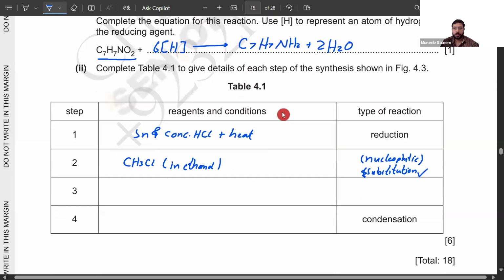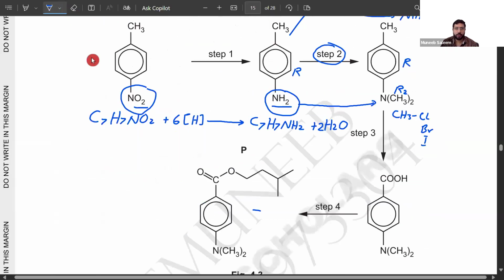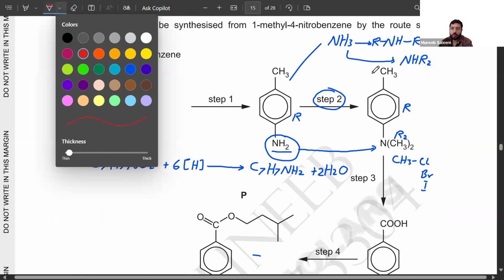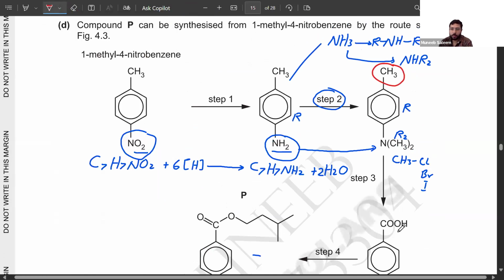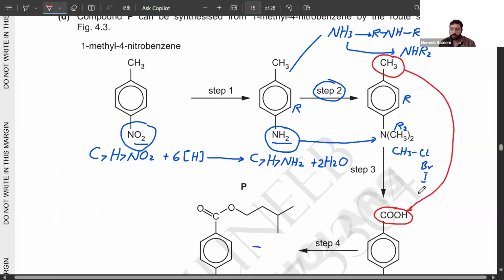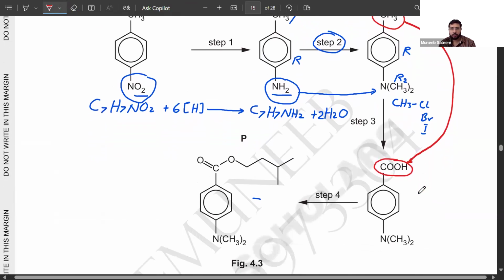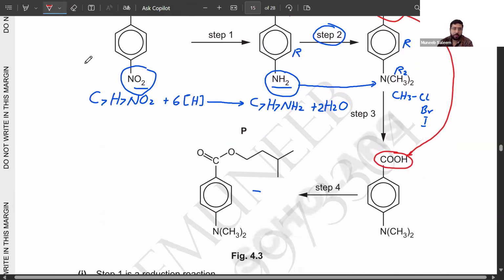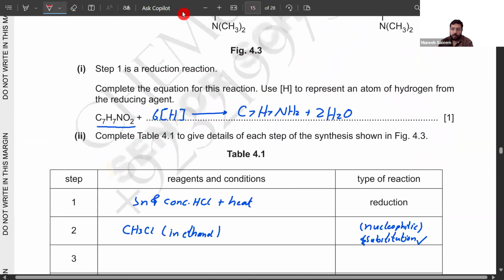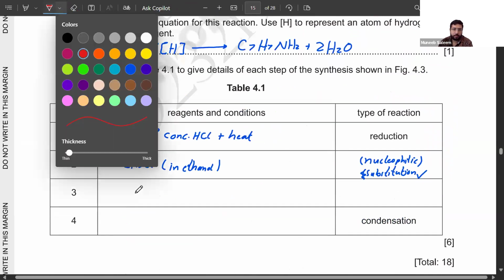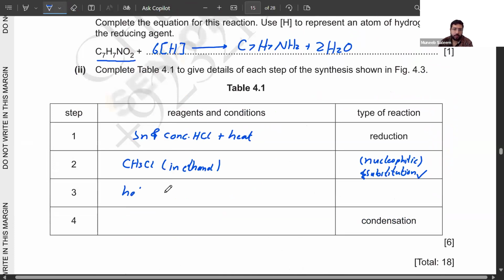Now step 3. The step 3 over here is the conversion of alkyl group into the carboxylic group. That is clearly seen as the oxidation reaction here. So oxidation of alkyl group into the carboxylic acid. For this purpose, we remember that we use the hot KMnO4. We use hot KMnO4 that shows the oxidation reaction.